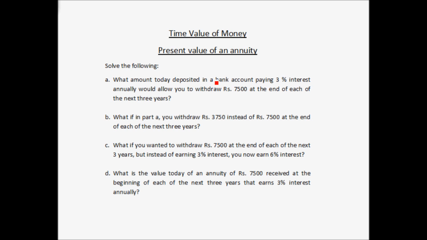So let's say that you deposit an amount of money in a bank and the bank pays 3% interest per annum. Now the amount of money that you are depositing should be such that at 3% interest gained per annum, you should be able to withdraw rupees 7500 at the end of each of the next 3 years. So we have to find out how much should be the amount that you deposit.